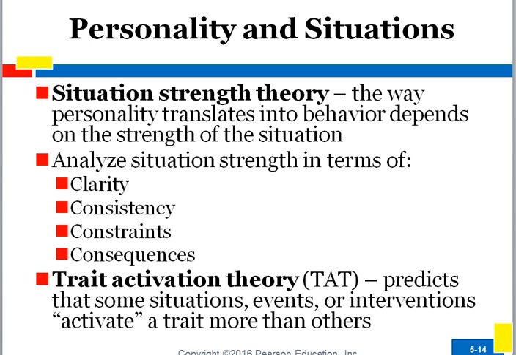Now, trait activation theory, or TAT, predicts that some of the situations, events, or interventions activate a trait more than others. So, sort of like, you remember that show, The Incredible Hulk? If you're an older person. If you're a younger person, maybe the new Avengers movies, where if Bruce Banner gets angry, although I think in the TV show they call him David Banner. I don't know why they changed that, but his real name is Bruce Banner.